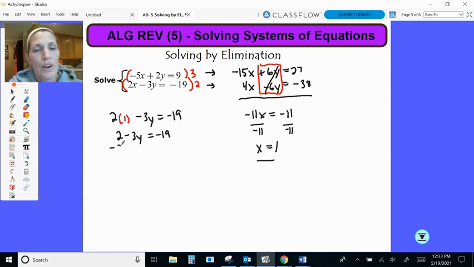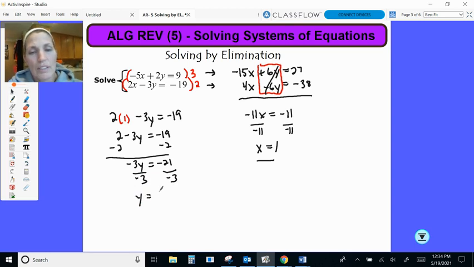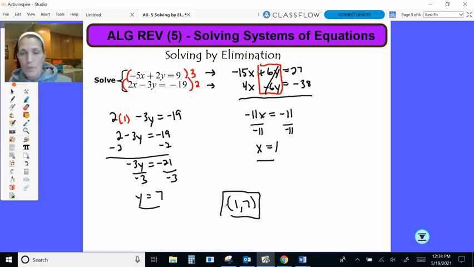I'm going to subtract 2. So we have -3y equals -21. Divide by -3. And I find that y equals +7. So my solution is going to be 1, 7. That's my solution to my system of equations. Okay, so that is elimination.